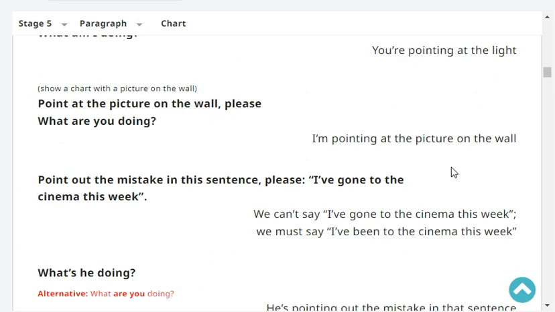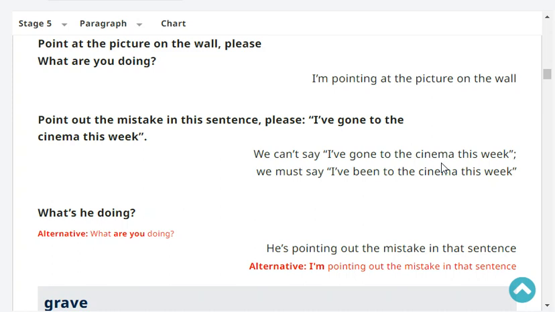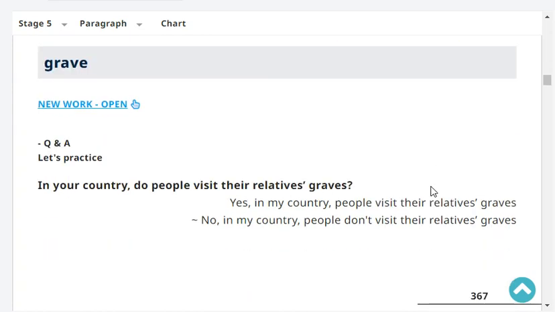I've gone to the cinema this week. We can't say I've gone to the cinema this week. We must say I've been to the cinema this week. What are you doing? I'm pointing out the mistake in that sentence. Very good.